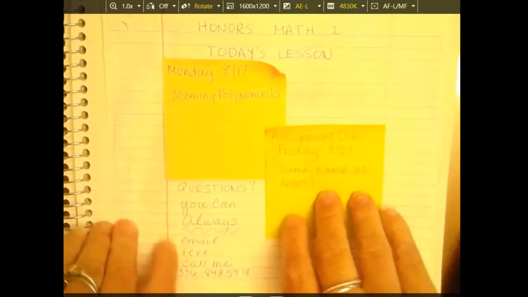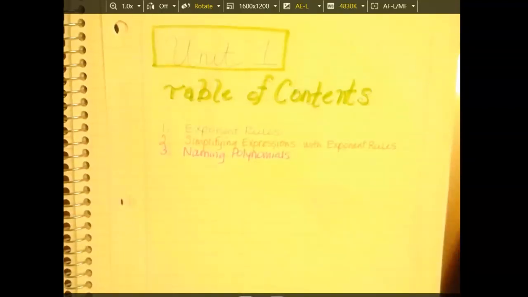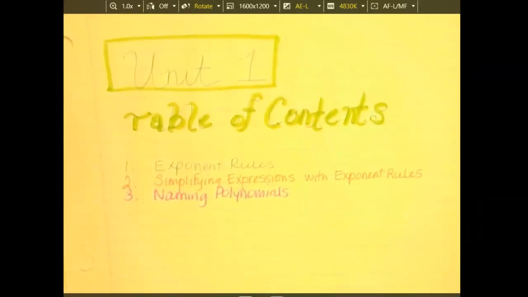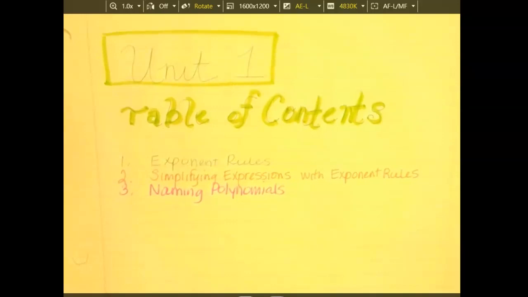First thing is to add this to your table of contents for Unit 1. We are on page 3. Naming polynomials is our lesson for the day. So I'm giving you a chance to write that down. We're going to start off with a little visual activity for me to use, so that it doesn't require you to write anything down, but I'm hoping it will help you to see what we're doing today, and then we're going to take some notes, okay? So pause the video if you haven't gotten that written, but number 3 is naming polynomials.